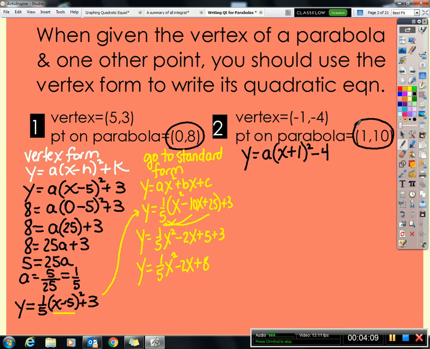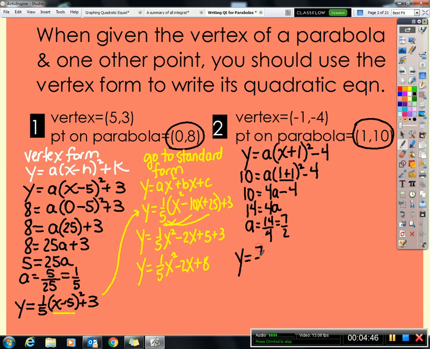So 10 goes in for y, 1 goes in for x. Let me start to work this out. So here, guys, 1 plus 1 is 2. 2 squared is 4, times a is 4a. So I'm going to go ahead and put it in the right order now to make it easier to deal with. Add 4 to both sides. Divide by 4. 14 over 4 should be reduced to 7 over 2. Now, finish this vertex form. So y equals a times (x plus 1) squared minus 4.